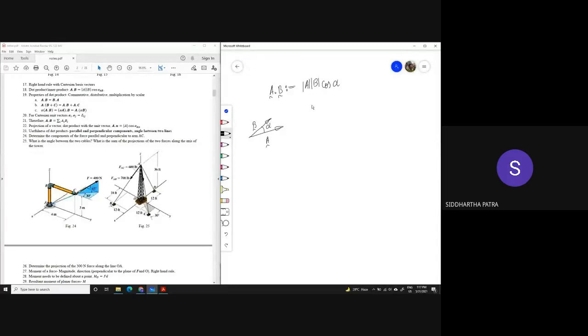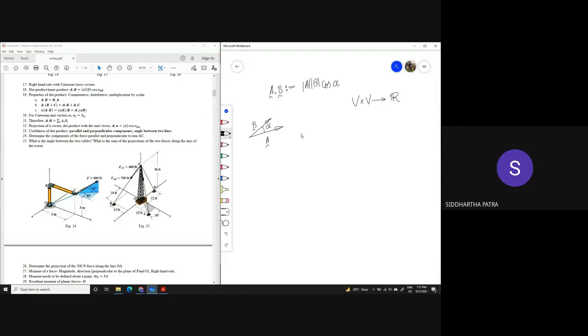So a dot product is essentially a mapping from a vector space to the space of real numbers. The vector space in this case is R3. We take two members from the vector space, and the product itself is a scalar. And it has certain properties.